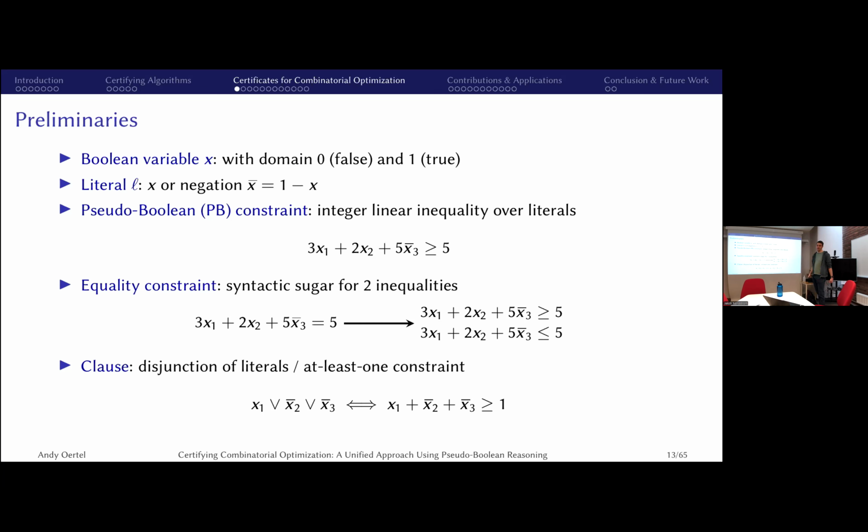And then a pseudo-Boolean constraint is an integer linear inequality over the literals, like this one here. Sometimes it's also helpful to think about equality constraints. Here we just have inequalities, but equalities are just two inequalities, greater equal and less equal. And then a clause, which you saw earlier with the SAT solving, is either a disjunction of literals or a constraint where all coefficients are 1. So a clause is also just a Boolean constraint.